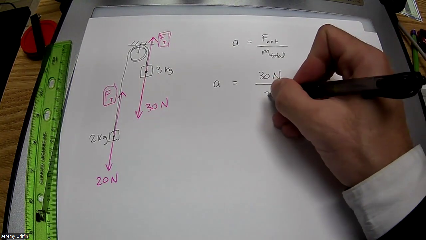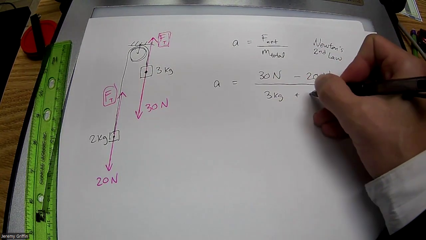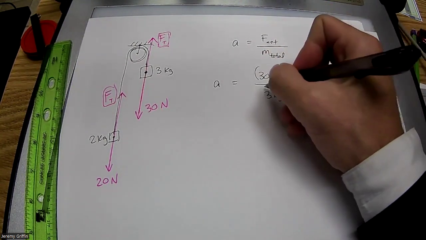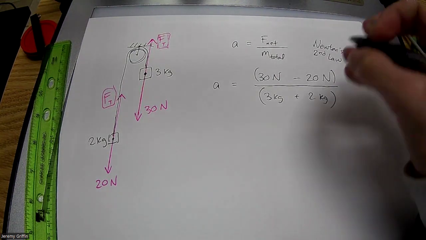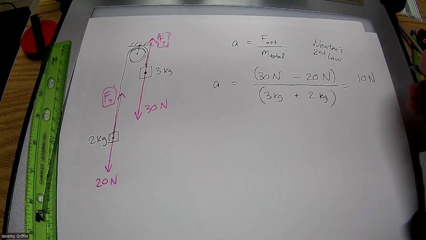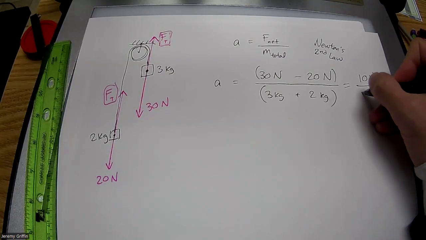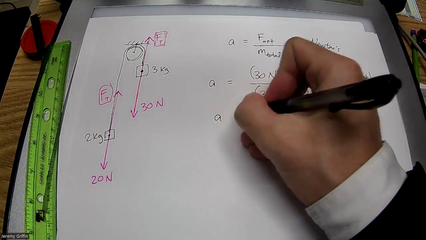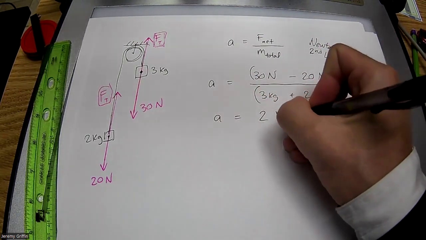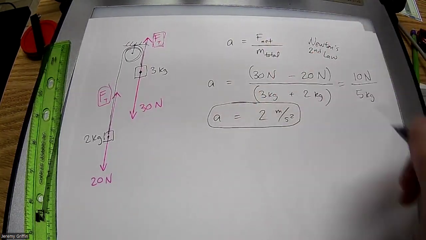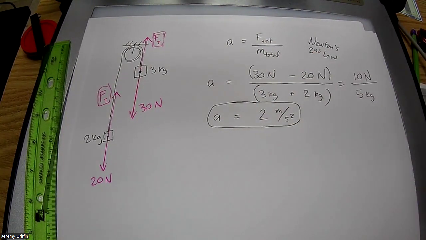And then mass total, could that be 3 kilograms plus the 2 kilograms? Just like that. Right. So that looks like exactly 10 newtons on 5 kilograms. Right. 2 meters per second squared. All right. All good. 2 meters per second squared. Okay.